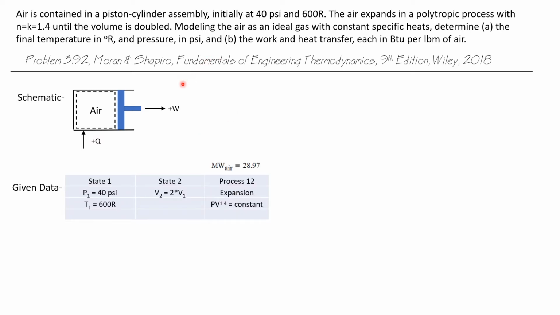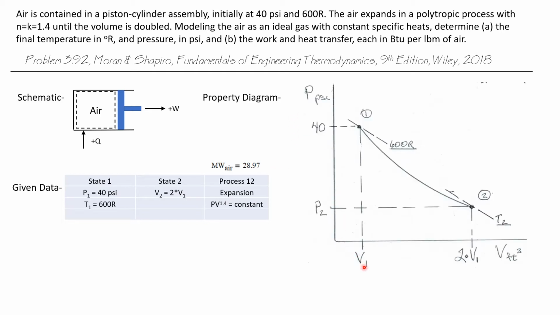Here's what we know from the problem statement. State 1 has a pressure of 40 psi and a temperature of 600 degrees R. State 2 has a volume that's twice the original volume. And this process, 1-2, is an expansion process with PV to the n power, and n is k. So PV to the 1.4 power is constant. That also tells us that k is equal to 1.4. We can also note that the molecular weight of air is 28.97.